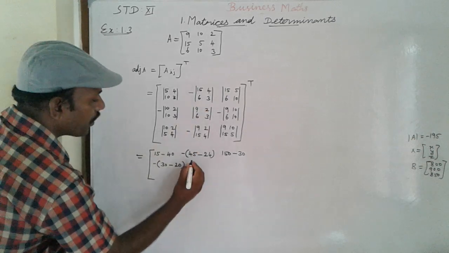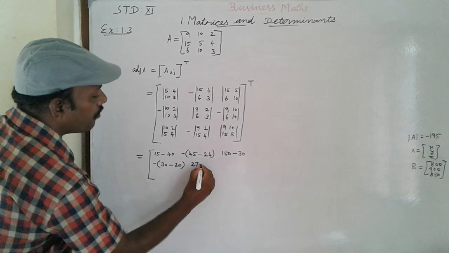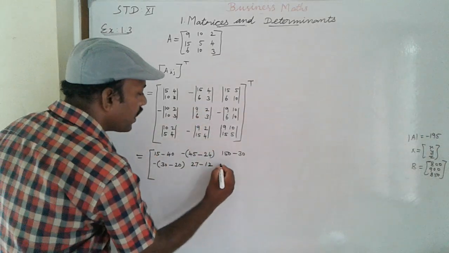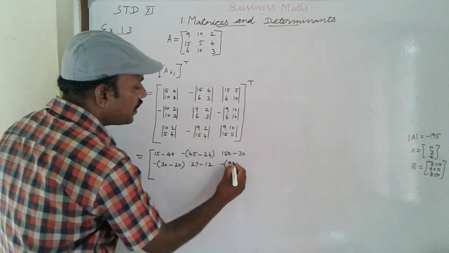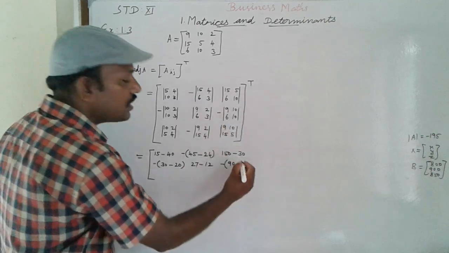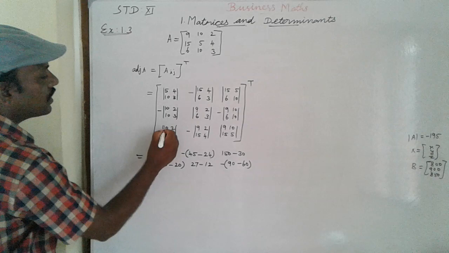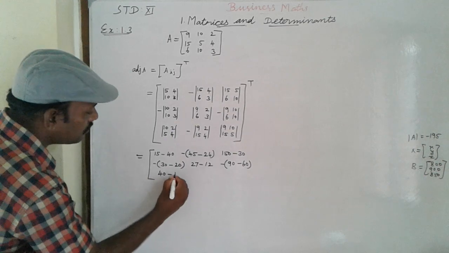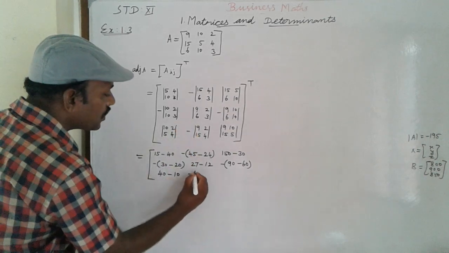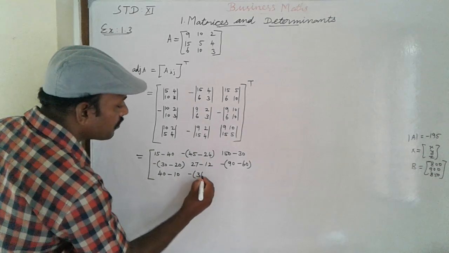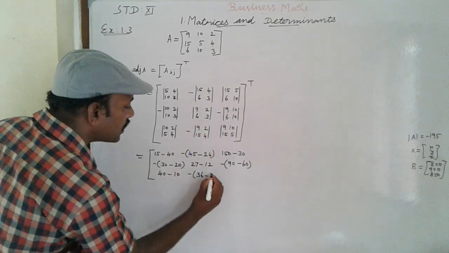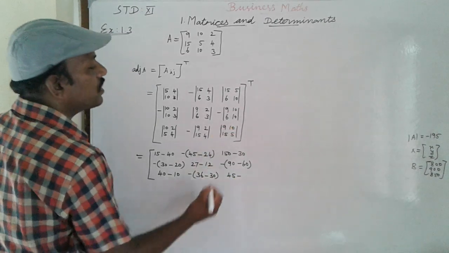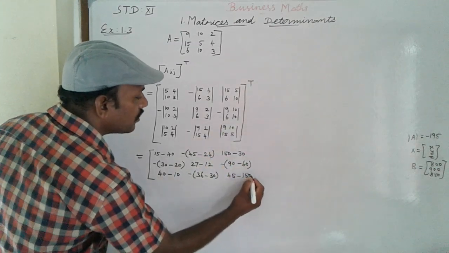Next 9 3s are 27 minus 6 2s are 12. Next is a minus symbol. Minus of 9 tens are 90 minus 6 into 10 is 60. Next 10 into 4 is 40 minus 5 twos are 10. Next minus is the symbol. Minus of 9 fours are 36 minus 15 into 2 is 30. 9 fives are 45 minus 15 into 10 is 150.